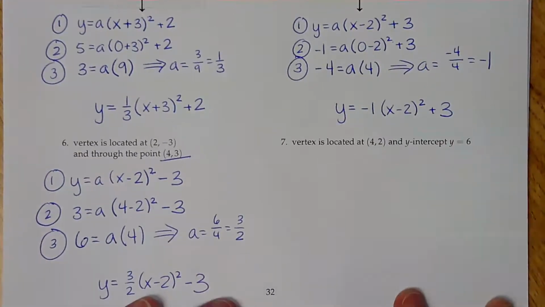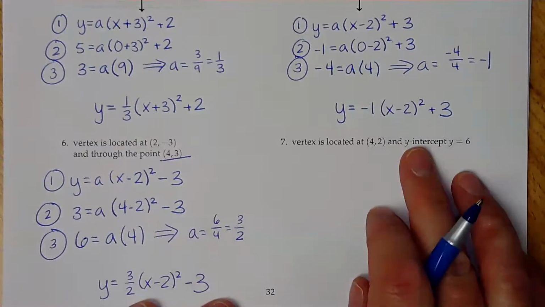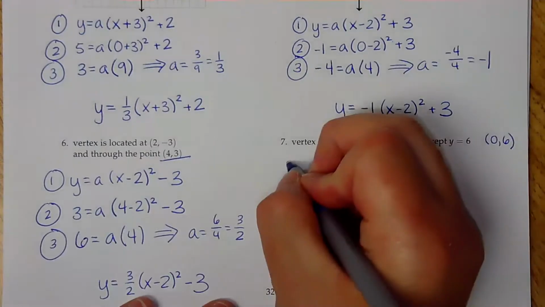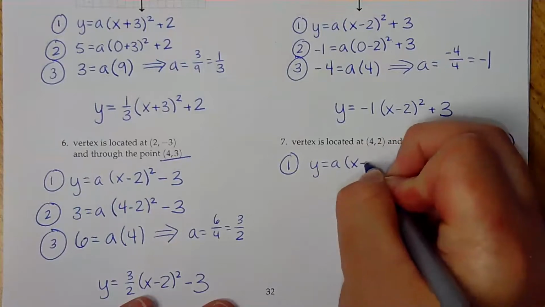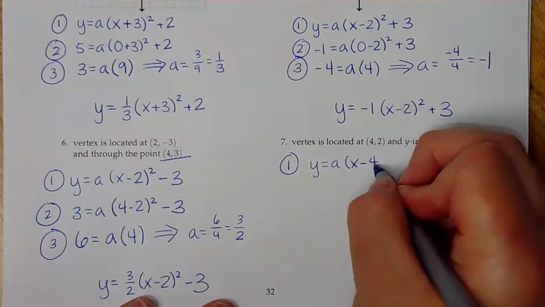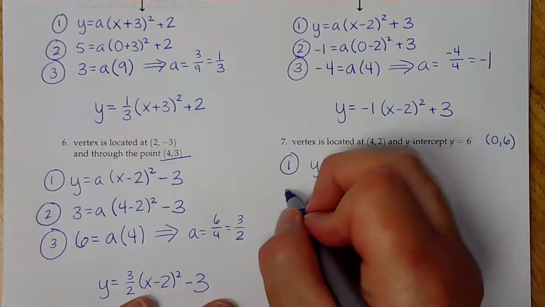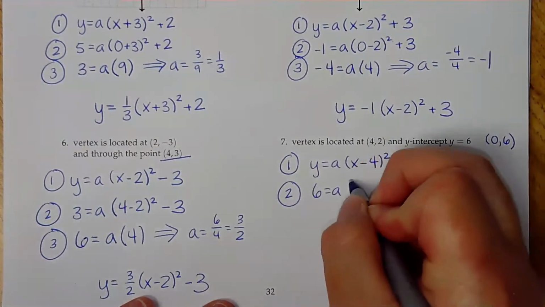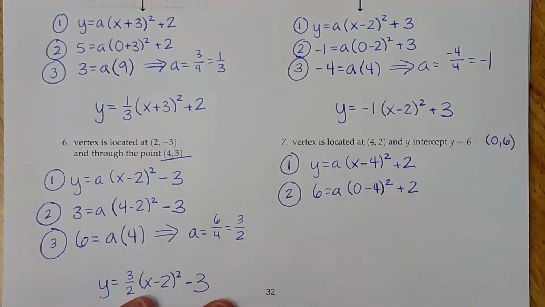All right, and then one last one here. So this one requires you to figure out what this point is. So this is the y-intercept. And the y-intercept happens when x is equal to 0. So this point here is (0, 6). All right, we'll plug in our vertex first. So y = a(x - h), my h is a 4, squared, plus k, so plus 2. Step 2, I'll plug in this point that I found a minute ago. So 6 = a(0 - 4)^2 + 2.